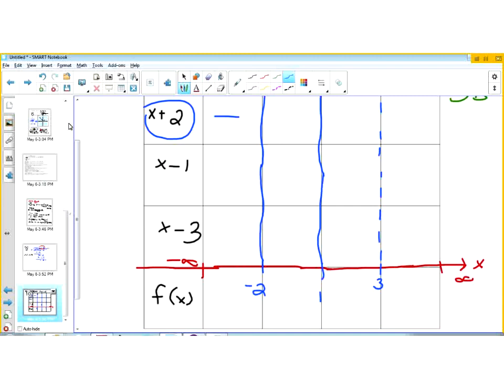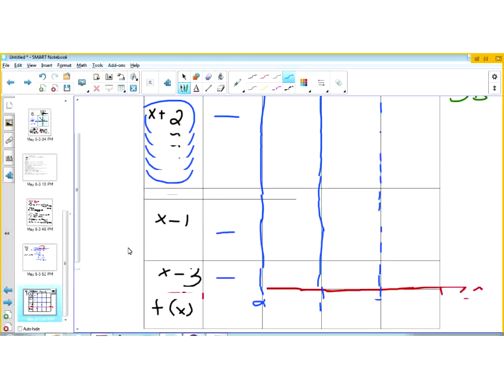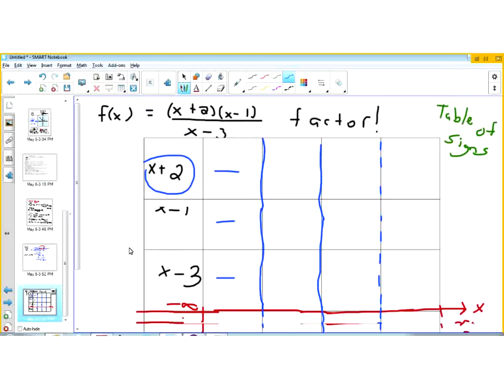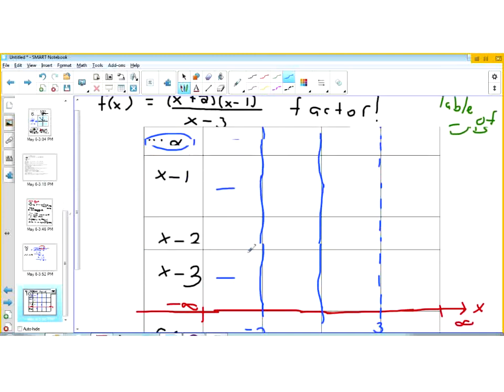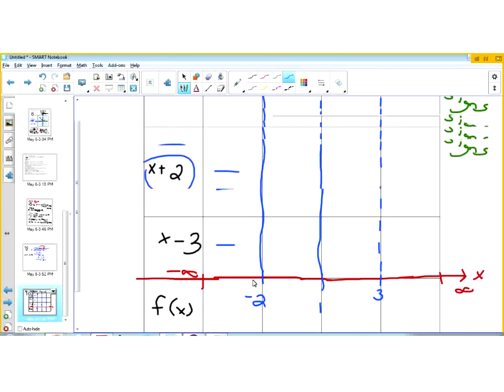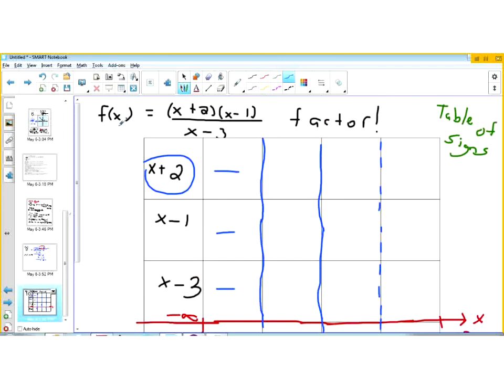I do the same thing with x minus 1 for this cell. And if I choose any number between negative infinity and negative 2, plug it in here, I will get a negative sign. And likewise, I'll get a negative sign for x minus 3. All right, so I have 3 negative signs. So what is that telling me?